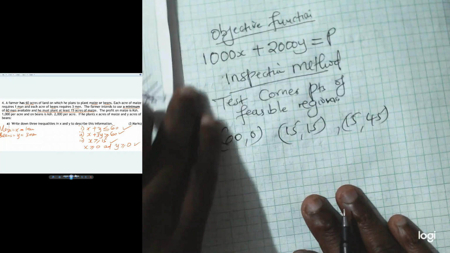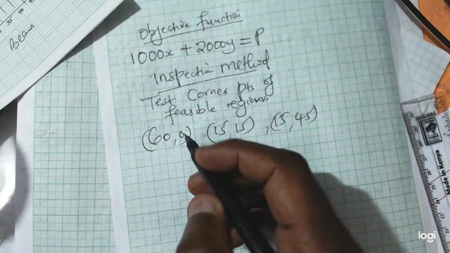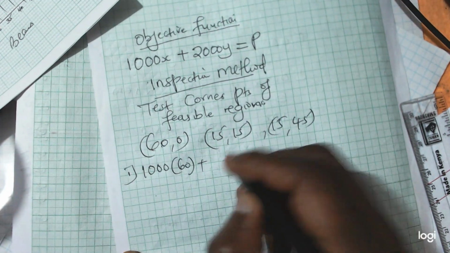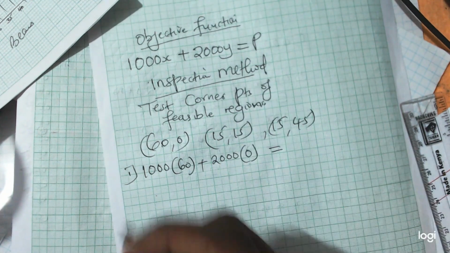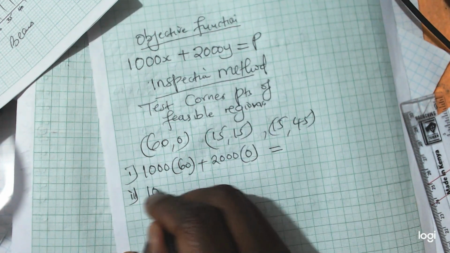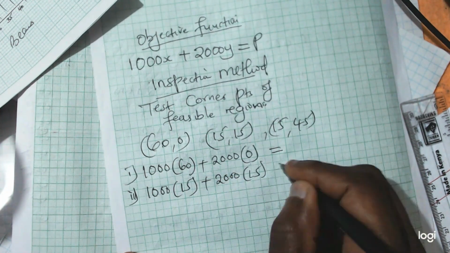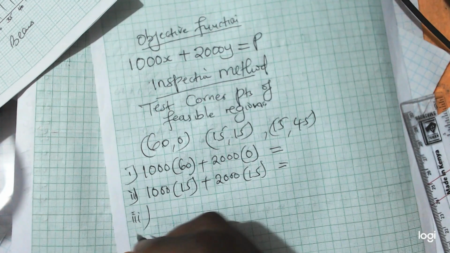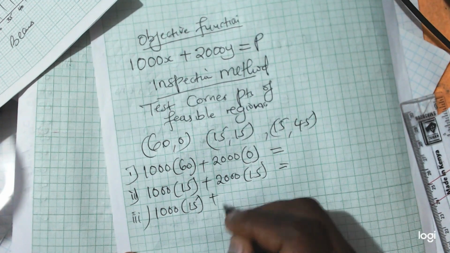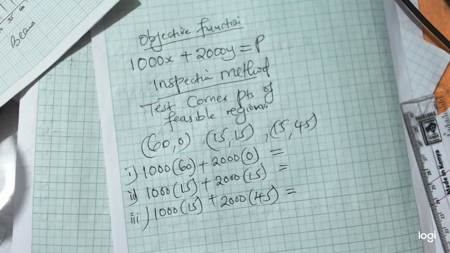So let us test them using the objective function. The first one: 1,000 times x which is 60, plus 2,000 times y which is 0. Then the second point is (15, 15), so we take 1,000 times 15 plus 2,000 times 15. And the third one is (15, 45): 1,000 times 15 for x, and then 2,000 times 45. Let us get the solutions for these.